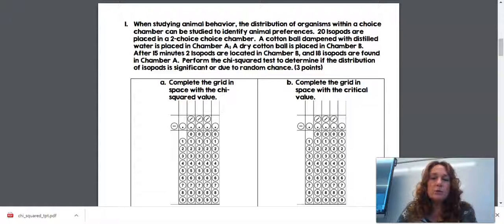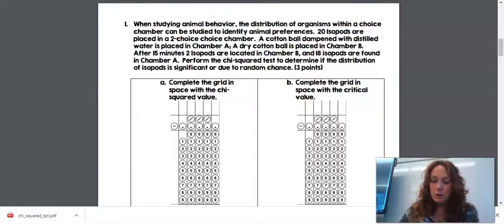And we're looking at distribution in a choice chamber, and we're going to test for preference. So you're seeing if there's a preference between any of the areas in the choice chamber. And what that means is, if you think about it, it would mean not all conditions are the same if there's a preference. So you're going to put a cotton ball on one side and you're going to have water on it. And then you're going to have a cotton ball on the other side without water. And it says here that it's a two-choice chamber.